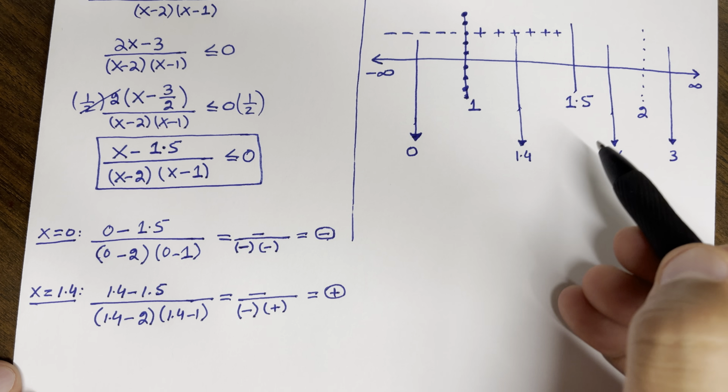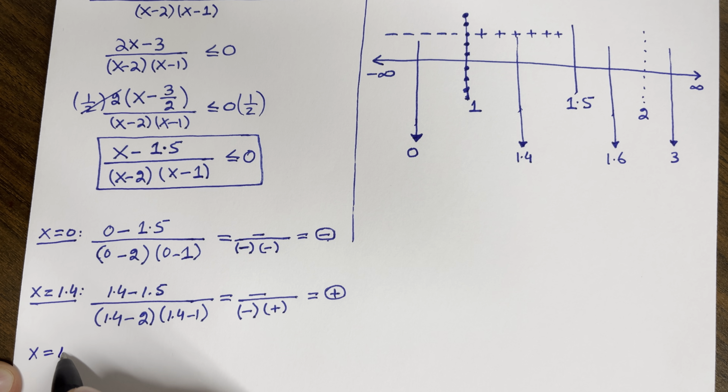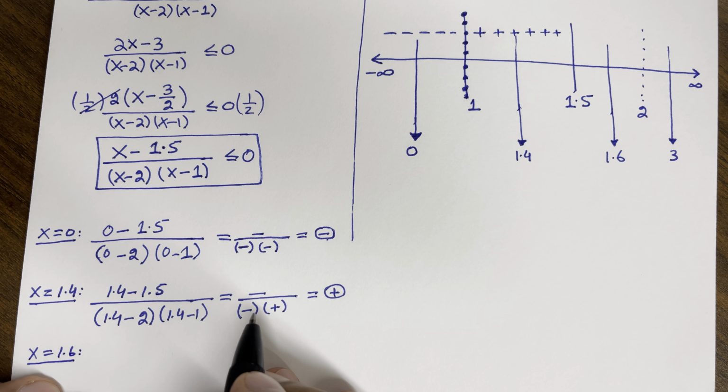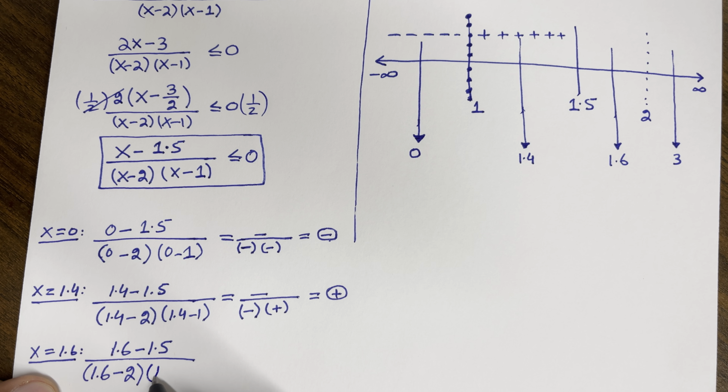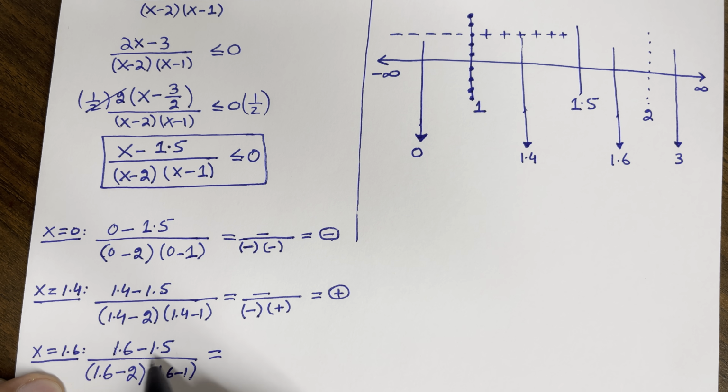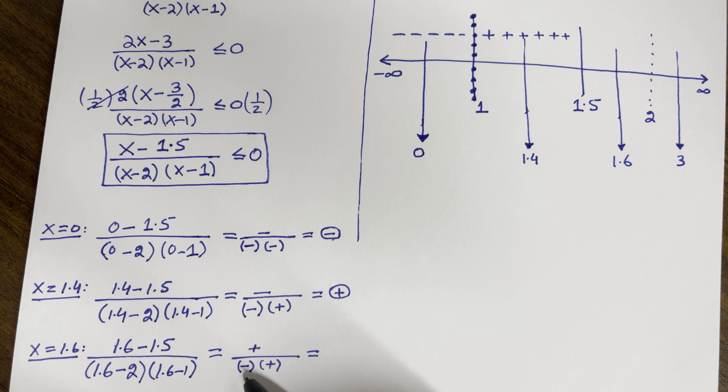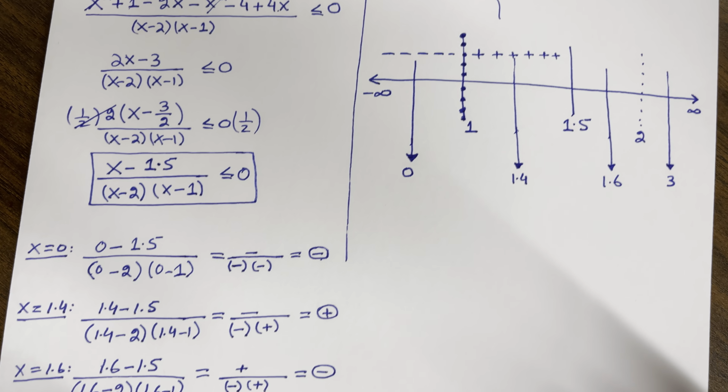Okay, next test value is 1.6. Plug in x equal to 1.6: 1.6 minus 1.5 divided by 1.6 minus 2 and 1.6 minus 1. 1.6 is bigger than 1.5, so we have a positive sign. 1.6 is less than 2, so we have a negative sign. 1.6 is greater than 1, so we have a positive sign. We have one negative, so we will have a negative answer here. The only thing we need is the sign. We don't need the exact value.